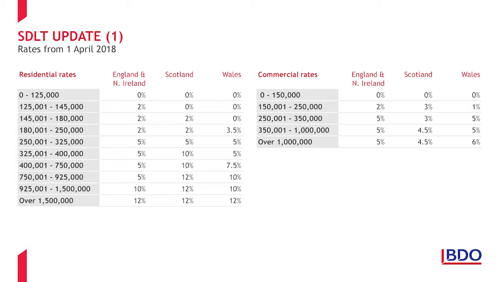One will also see that at the other end of the residential rate scale, the Scottish and Welsh rates accelerate more quickly than SDLT. For example, the £750,000 to £925,000 band is taxed at 5% in England, 12% in Scotland and 10% in Wales. So it's vitally important to work out where your property is actually situated when you come to work out the tax cost of purchase. Commercial rates, on the other hand, are fairly consistent across the piece, with minor variations between SDLT, LBTT and LTT.